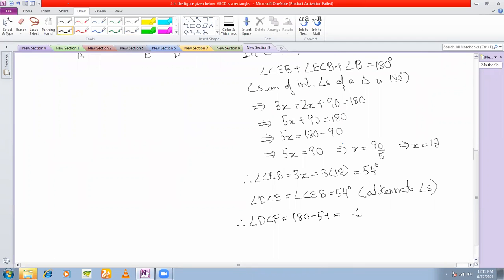is equal to 180 minus 54. So this is 126 degrees, because you'll give your reason: sum of angles on the same straight line is equal to 180 degrees. That's it. That finishes this sum. So as simple as this.